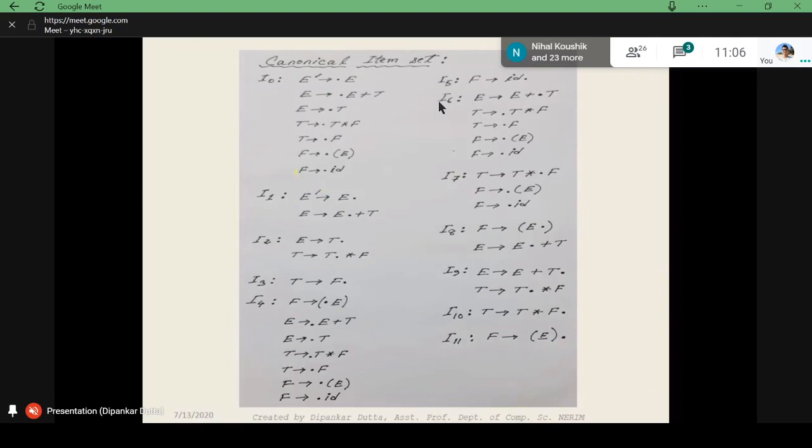Suppose consider this one. Consider dot id, where it is in I0. So next we will find F implies id dot, where it is in I5. So then what do we have to write? Capital M, that is action 0, id, is equal to shift 5. In table M, entry 0 id, the output will be S5.